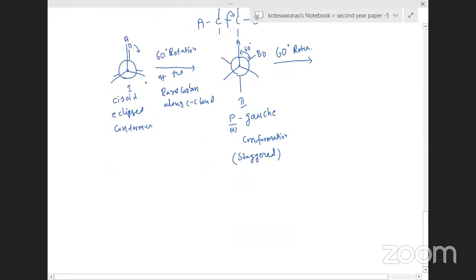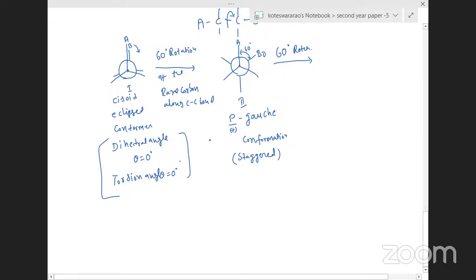In the case of the cisoid conformation, the dihedral angle theta is 0 degrees. Here there is no rotation. That is also called the torsion angle, also represented with theta. It is 0 degrees.